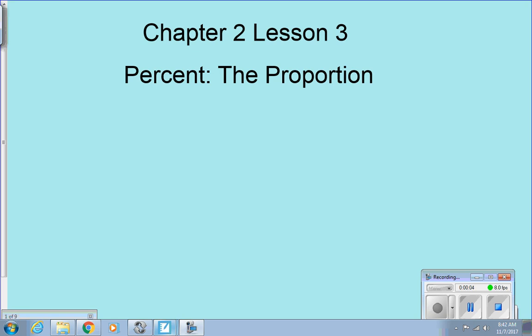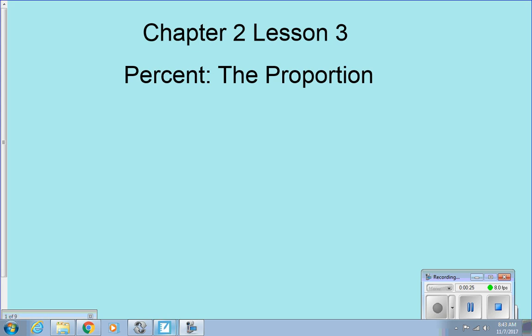Alright, so today is Chapter 2, Lesson 3, the percent proportion. And the good thing about this is you guys already know what a proportion is. You remember what a proportion is? Okay, let's talk about what a proportion looks like. What does a proportion look like? Do you remember? We talked about it last chapter.